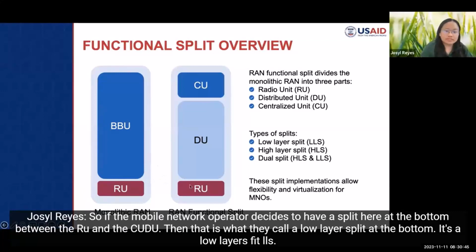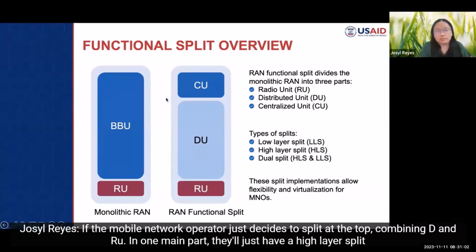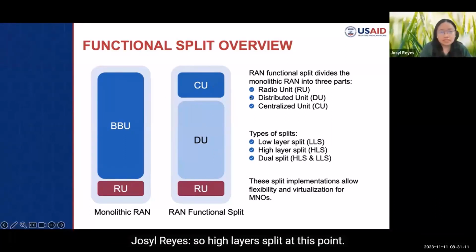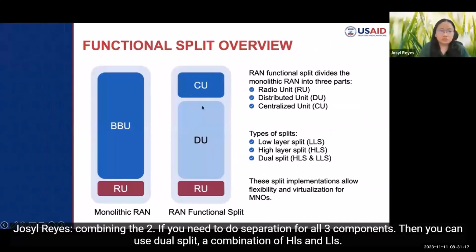So if the mobile network operator decides to have a split here at the bottom, between the RU and the CU and DU, then that is what they call a low layer split. It's at the bottom. It's a low layer split, LLS. If the mobile network operator just decides to split at the top, combining DU and RU in one main part, they'll just have a high layer split. So high layer split at this part. Okay. Combining the two, if you need to do separation for all three components, then you can use dual split, a combination of HLS and LLS.